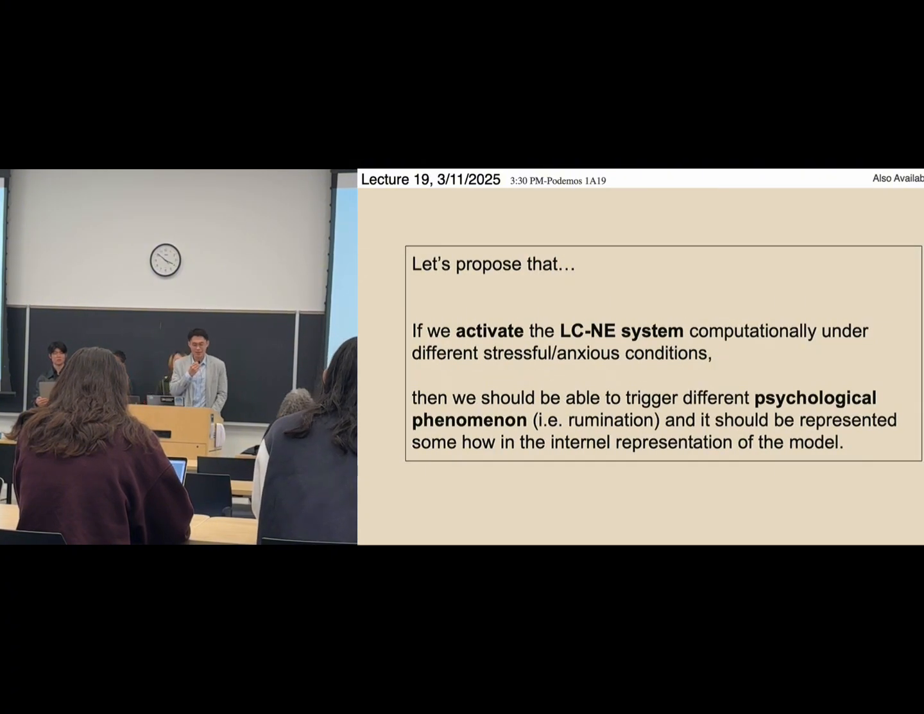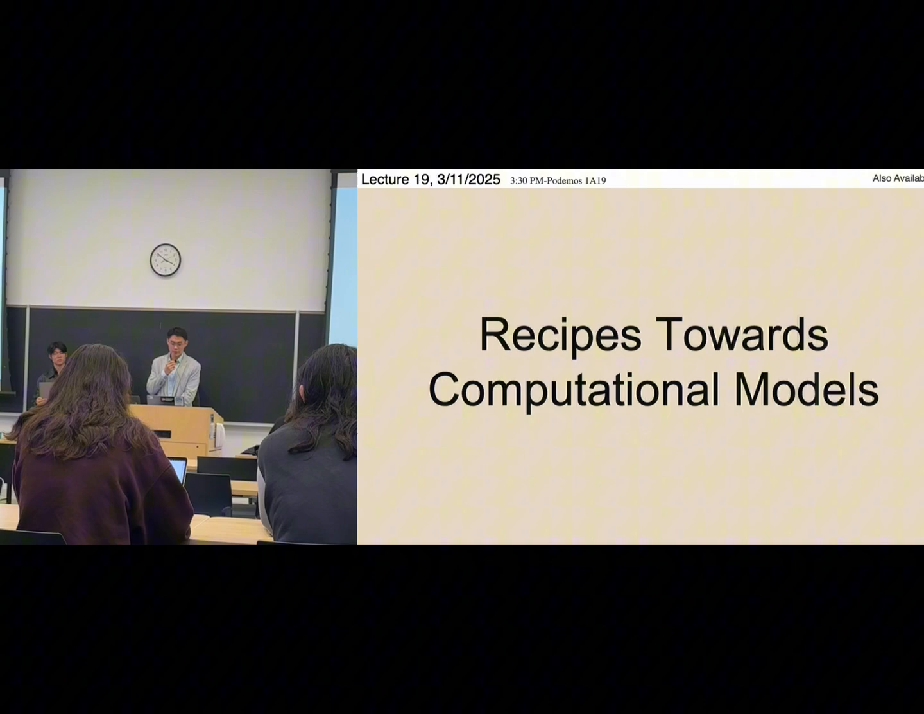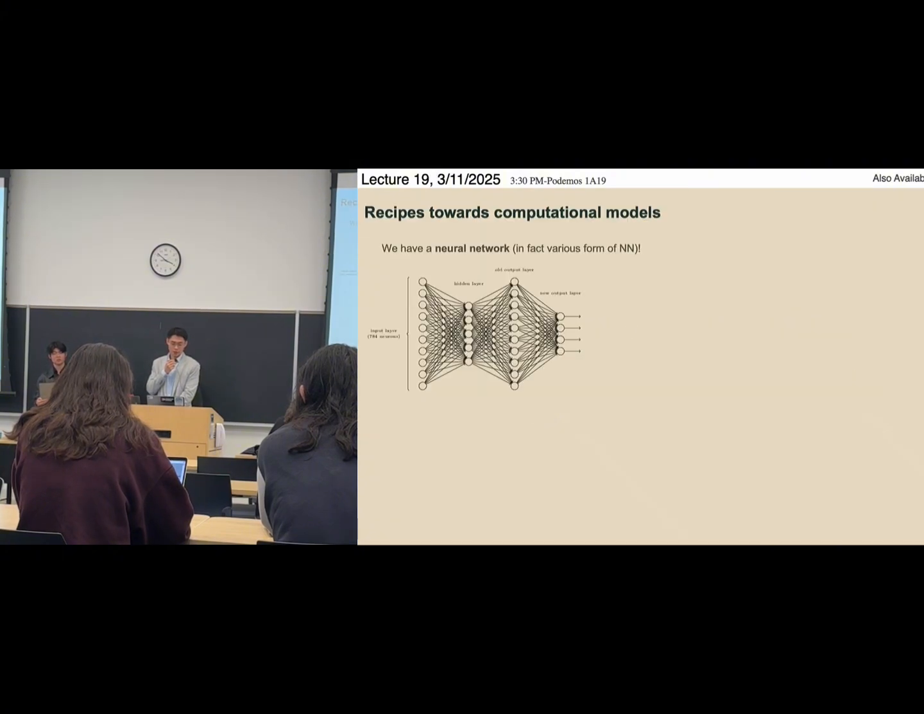We propose that if we can actually make the system first and then record activations from this system by fitting to a neuroscience data set, can we get some trigger of a psychological phenomenon, for instance, rumination that we care about? And then how would they be represented in the internal states of the network? So this is what we care about. This is back in the previous pitch. I'll just go over it really quick.